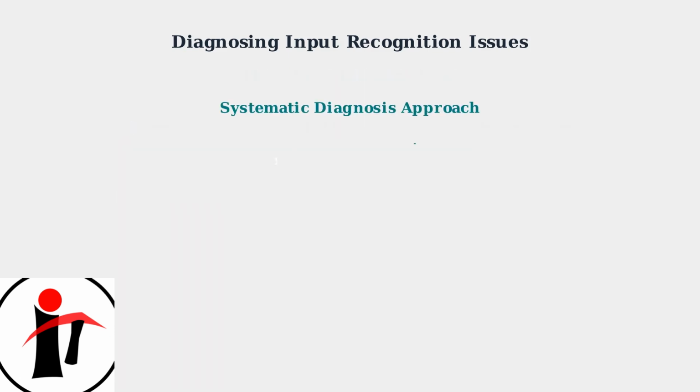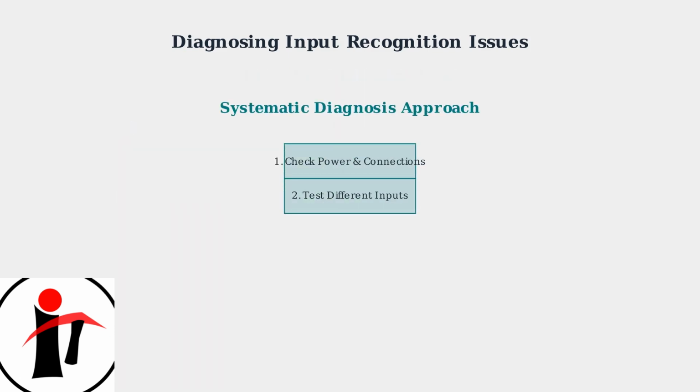We'll use a systematic approach. First, check basic power and connections, then test different inputs, and finally isolate which component is causing the problem. Understanding these fundamentals gives you the foundation to systematically troubleshoot any input recognition issue with your Sceptre monitor.